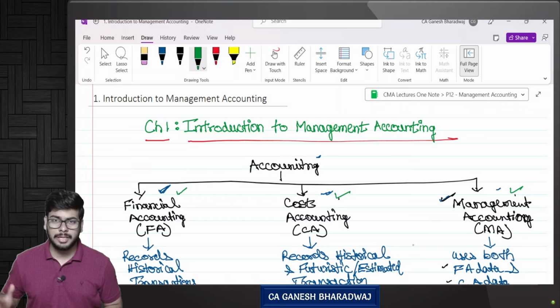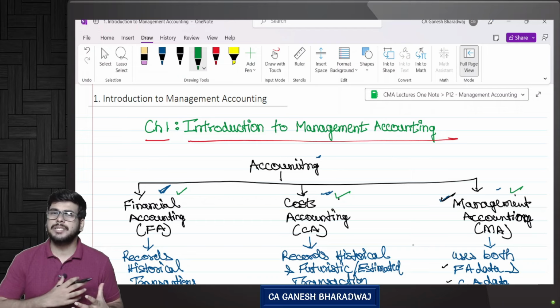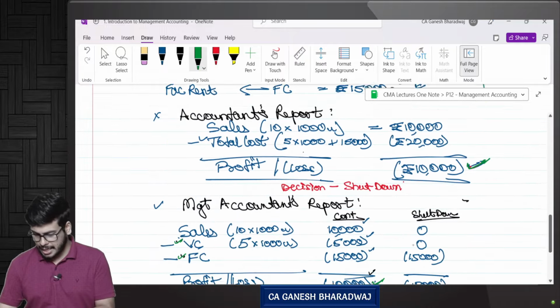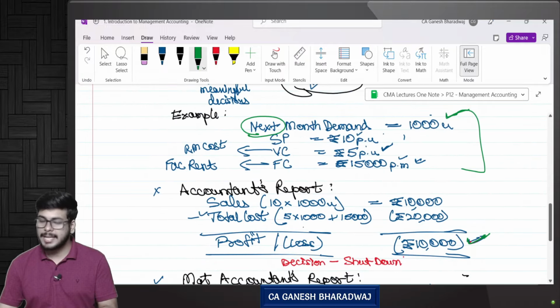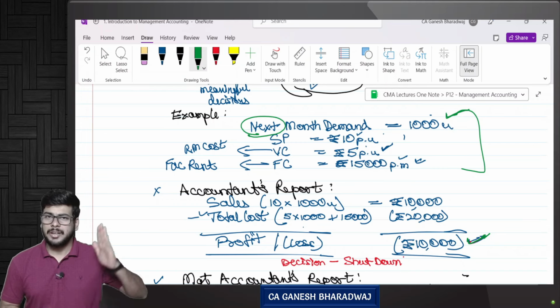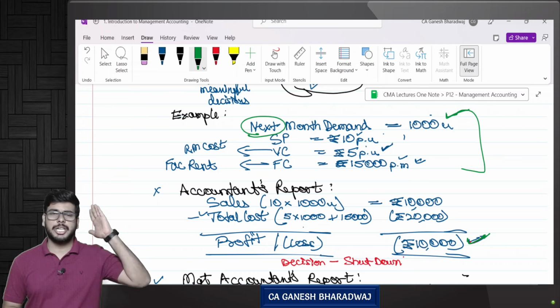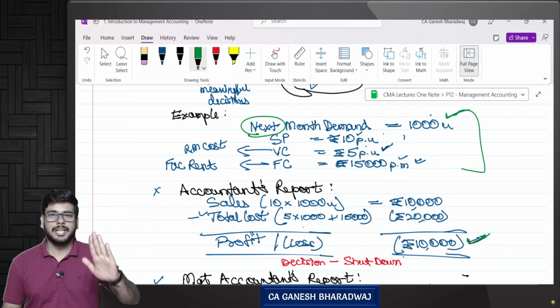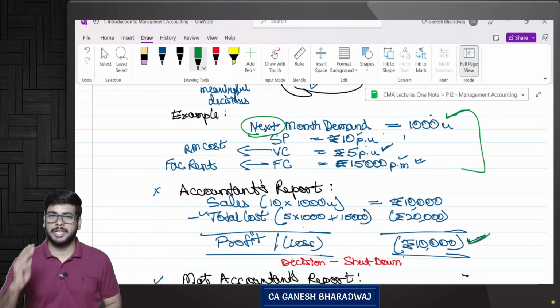And please don't think that this is going to be a theoretical subject. This is a 100% practical paper. We will be seeing a lot of decision making and control related aspects. In fact, I even showed you one example where we did some numerical work. So on that note, we saw that the overall objective of management accounting is to assist the management with two aspects: decision making and control.